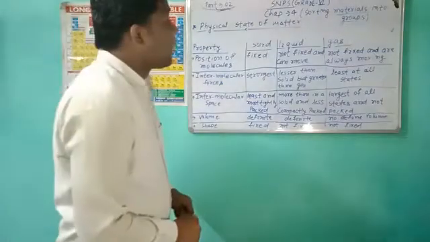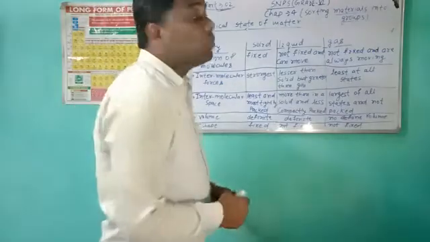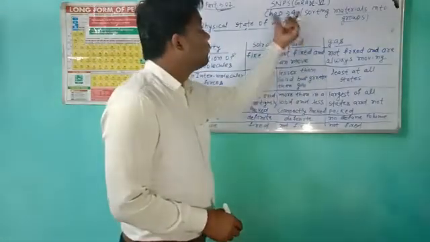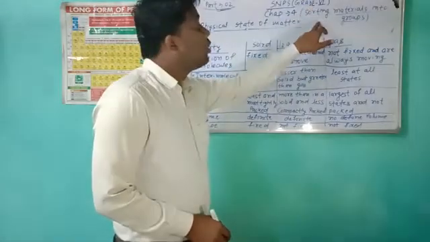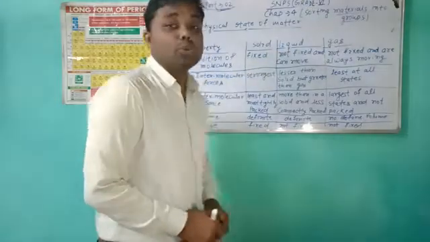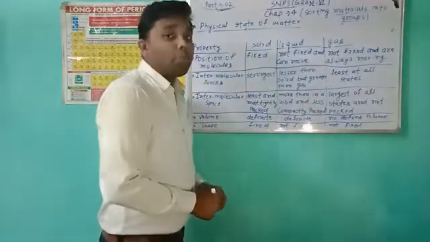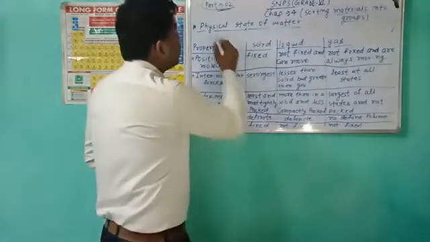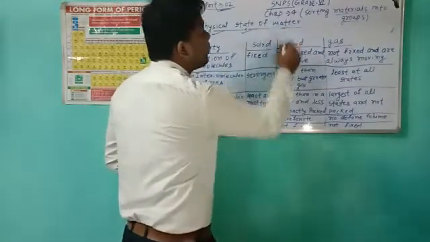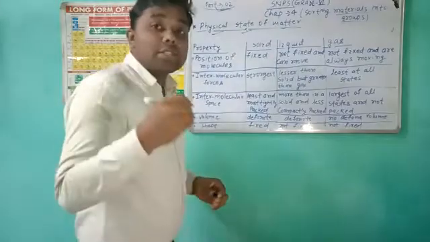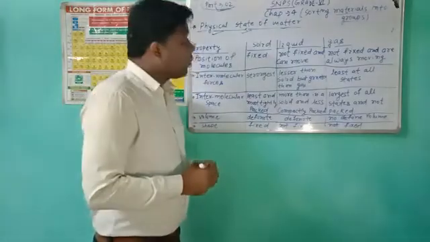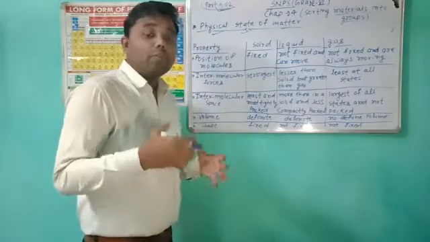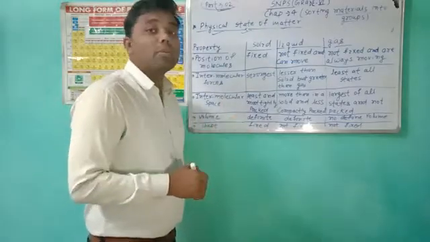Hello students, today we are going to talk about part 2 of chapter 4, grade 6, sorting materials into groups. In this topic, we are going to discuss the physical states of matter. So, coming to our topic, how many types of physical states of matter are there?